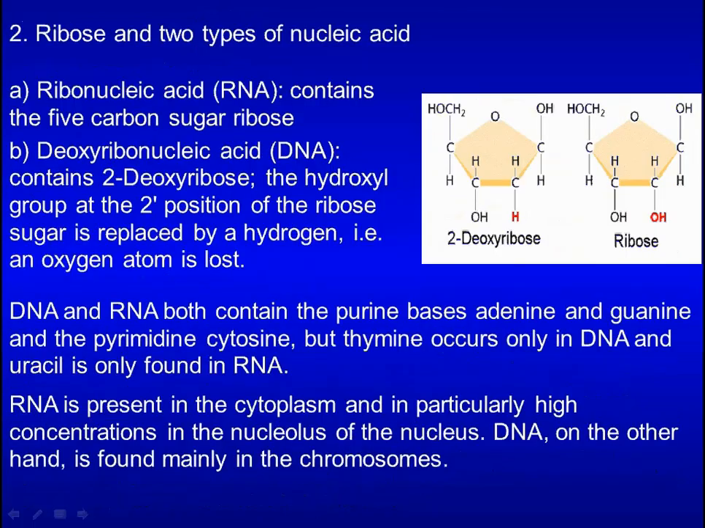There are 2 types of ribose. RNA, or ribonucleic acid, uses ribose. DNA uses deoxyribose. Here is a deoxyribose. Compare with ribose. Oxygen is not present at position 2 in deoxyribose. RNA is present in the cytoplasm and in high concentration in the nucleolus of the nucleus. DNA is found mainly in the chromosomes in the nucleus and in the mitochondria.